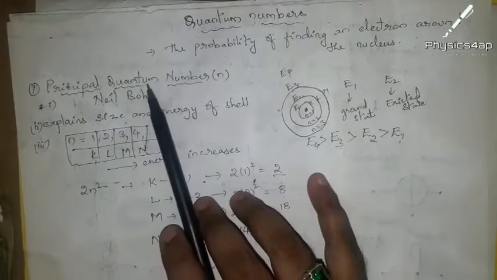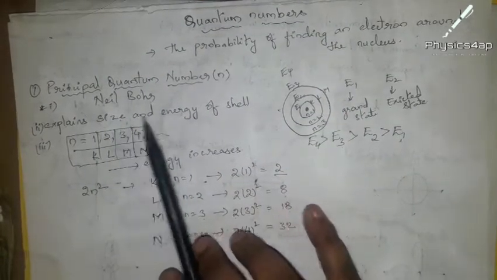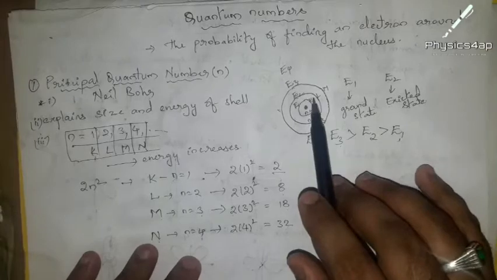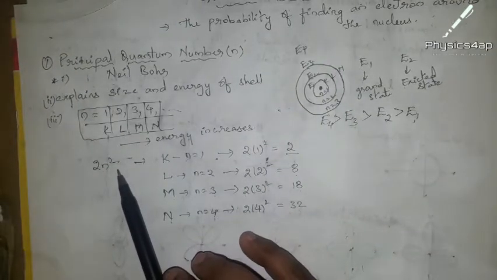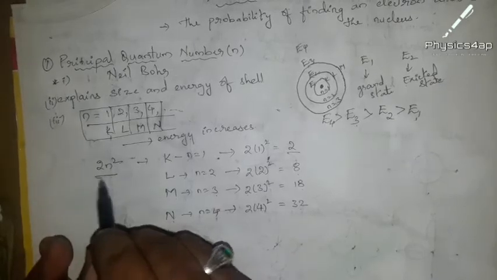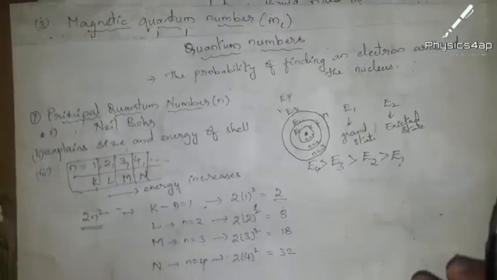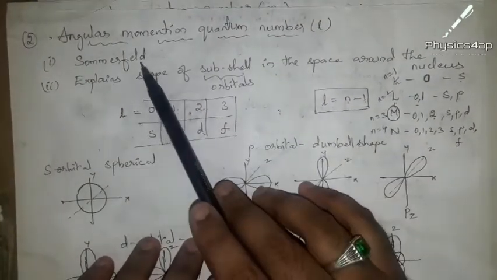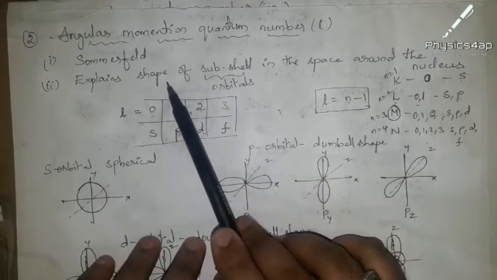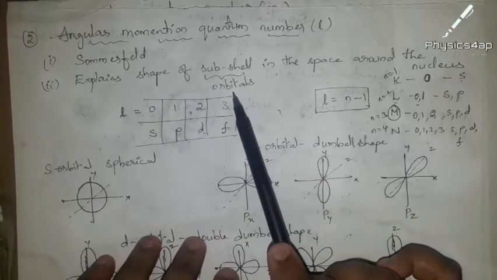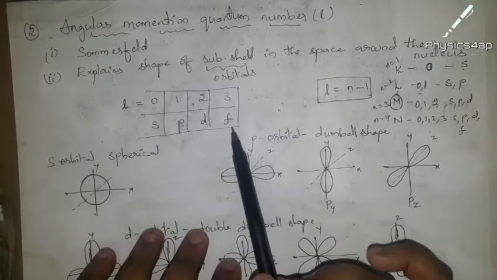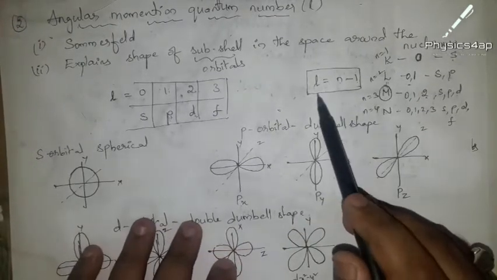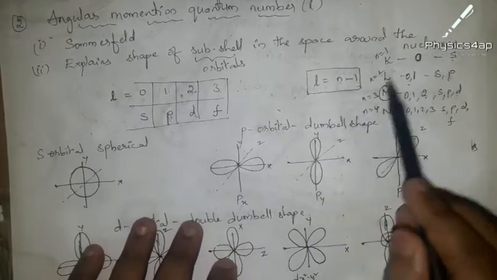In that we discussed the principal quantum number, which explains the size and energy of the shells, that is the K, L, M, N shells. To find the number of electrons that can fit in the shells, the formula is 2n squared. Next, after the principal quantum number, we discussed the angular momentum quantum number, which was explained by Sommerfeld, and it explains the shape of the subshells or the orbitals. Here we have the orbitals s, p, d, f, indicated by the values 0, 1, 2, 3, and the formula to find that is l equals n minus 1. So all this we have discussed.